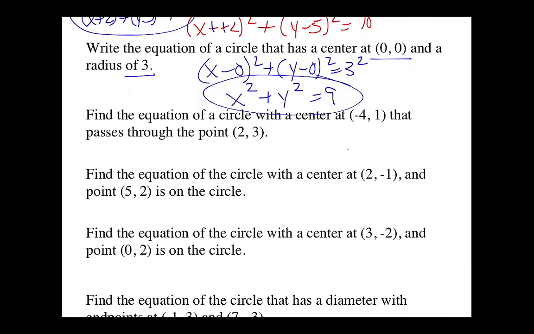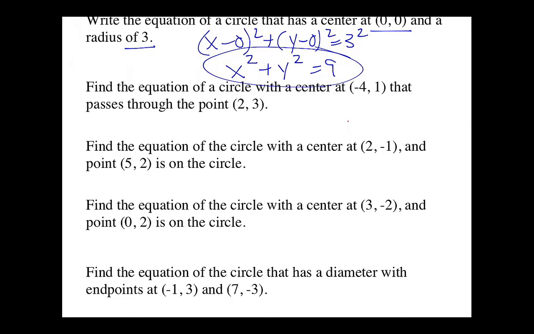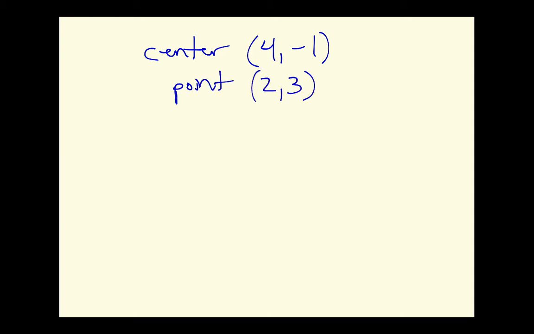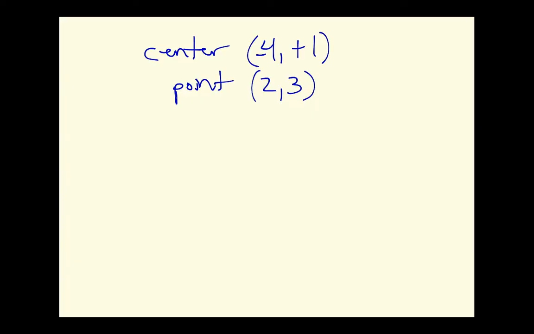But what if you want to go through a specific point? Find the equation of a circle with a center at (-4, 1) that passes through the point (2, 3). So center was... Make sure I got that right. Oh, I didn't. Negative 4, positive 1, going through the point (2, 3).